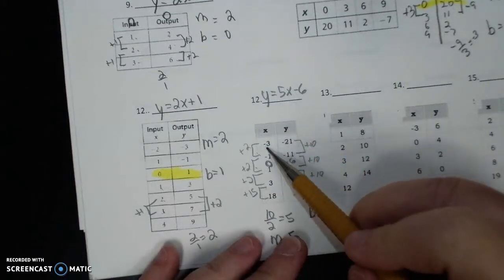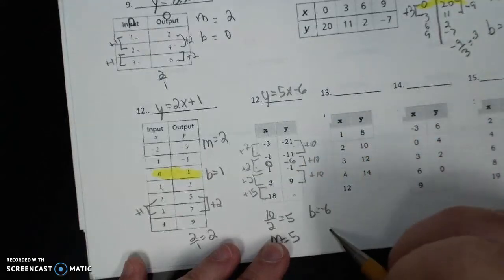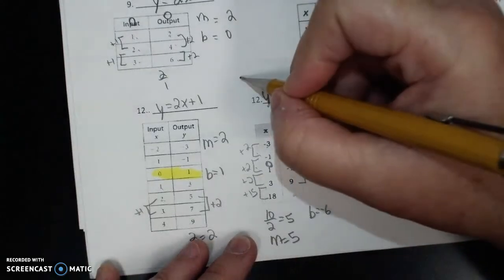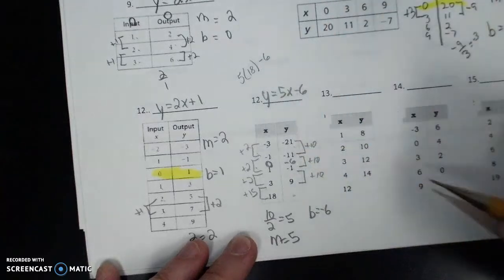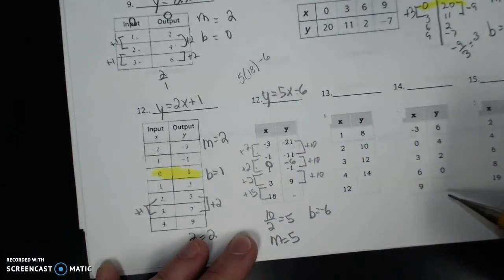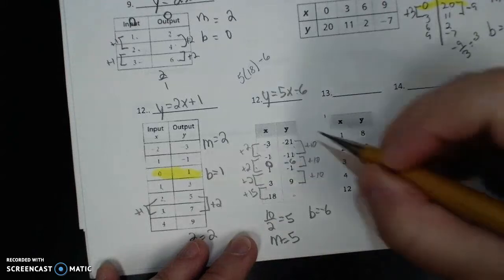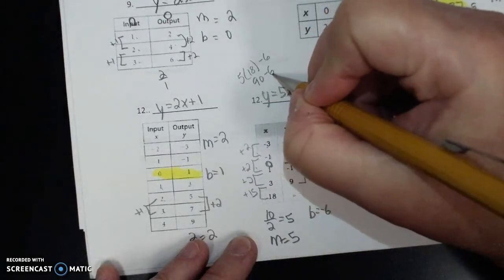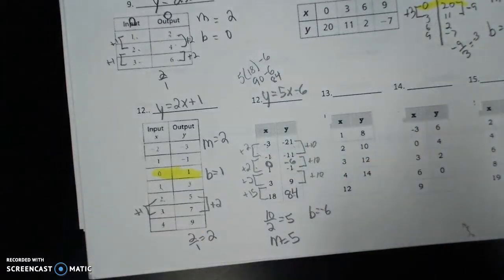So if I do 5 times -3, I get -15. I subtract 6 more and I get -21. So in the same way, I'm going to do 5 times 18 and subtract 6. So that's 90 minus 6, which is 84.